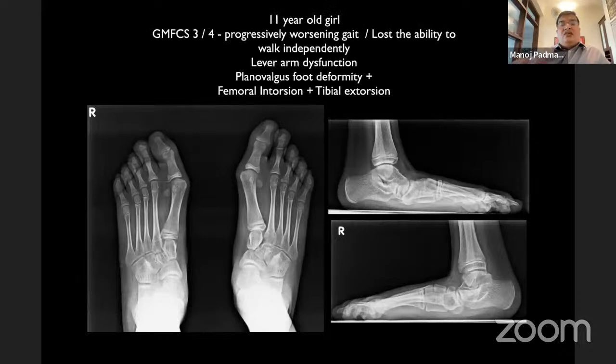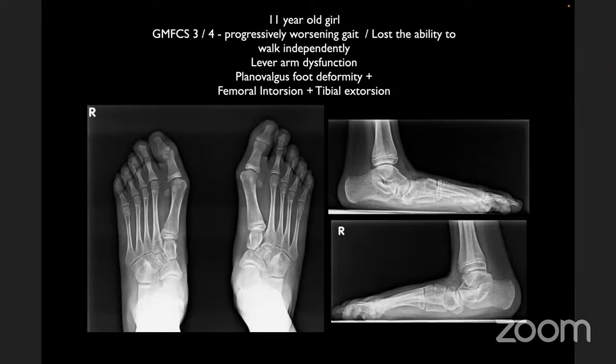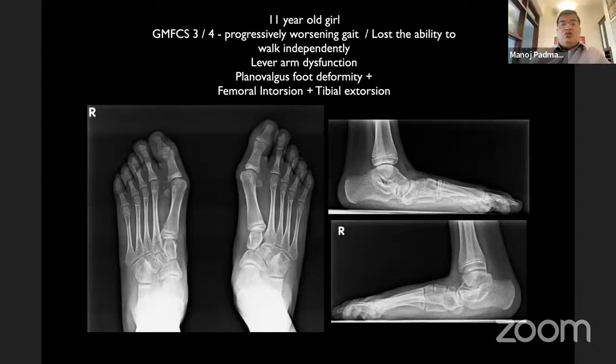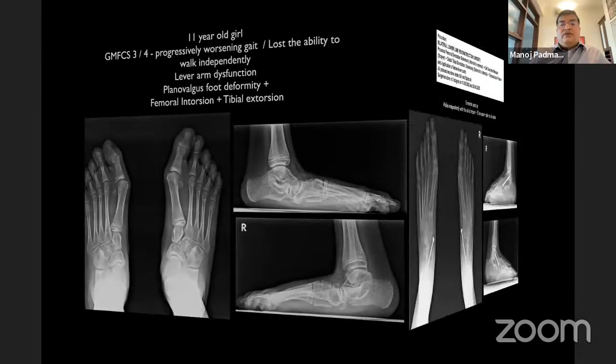So here is another child with a slightly longer follow-up. She's an 11-year-old girl. According to parents, until the age of 10 years she was a reasonably good walker, but suddenly started deteriorating. She lost the ability to walk independently. She had lever arm dysfunction as well, due to torsional deformity, femoral intorsion and tibial extorsion.